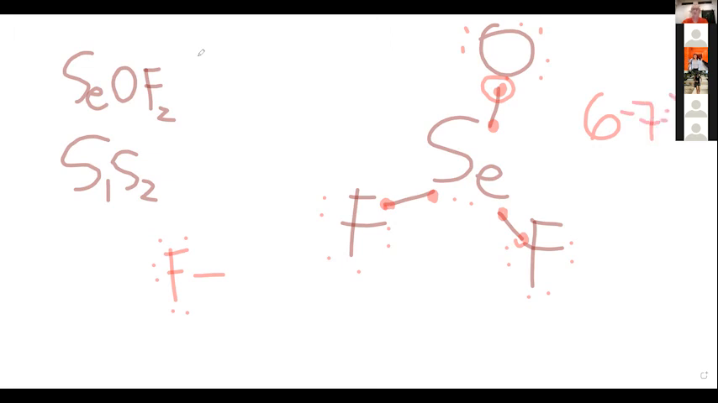And let's look at the selenium. How many valence electrons does it have? Five. Yep: 1, 2, 3, and the lone pair makes 5. Normally it has 6 as well, but it only has 5. So that oxygen has a negative charge, and this selenium has a positive charge. So how do we avoid charges next to each other?